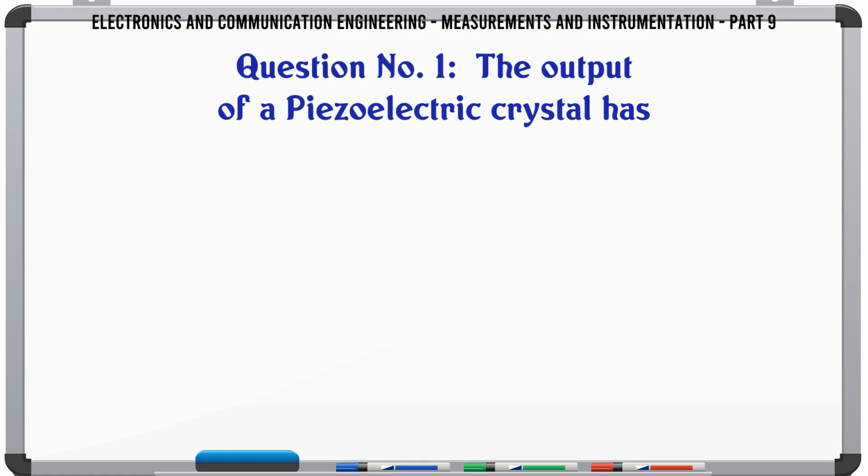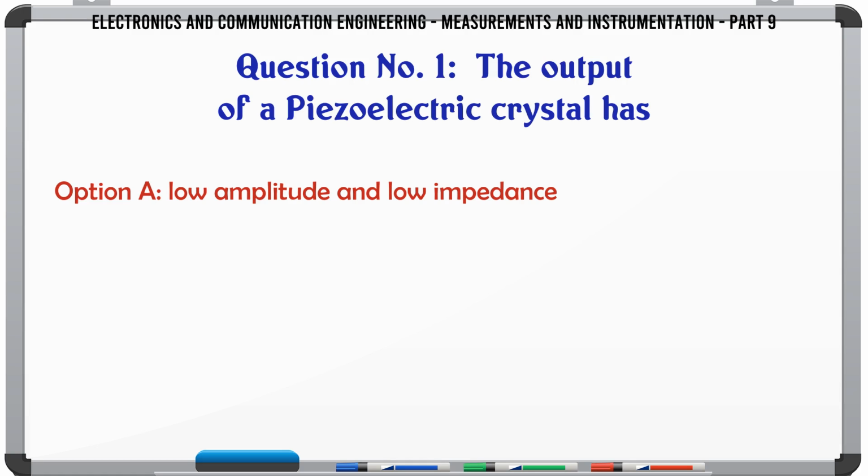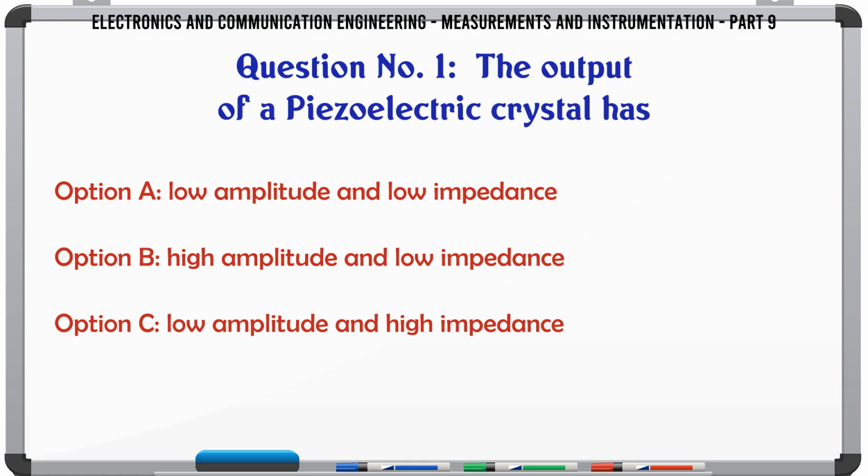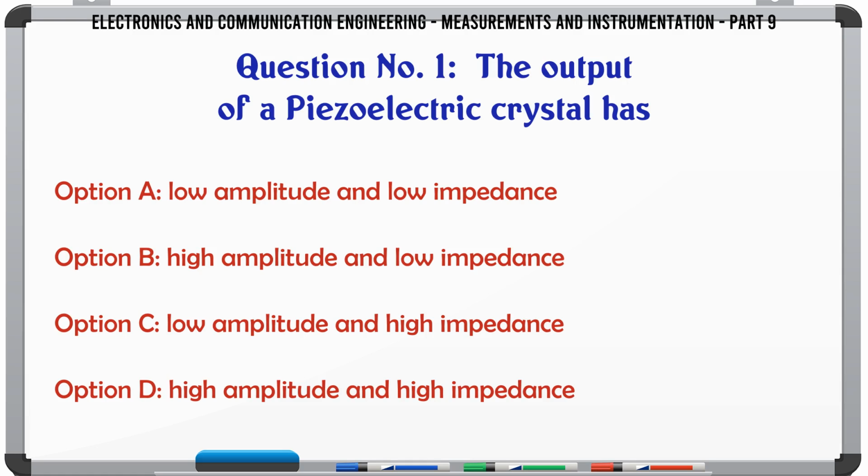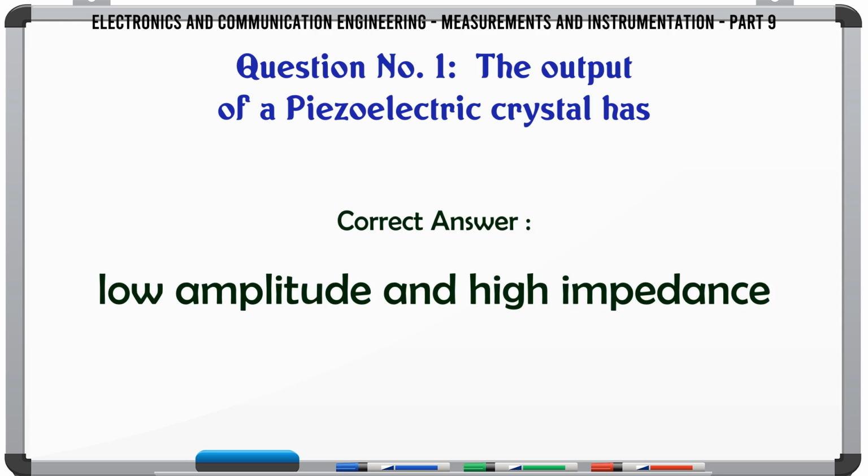The output of a piezoelectric crystal has: A, low amplitude and low impedance; B, high amplitude and low impedance; C, low amplitude and high impedance; D, high amplitude and high impedance. The correct answer is low amplitude and high impedance.